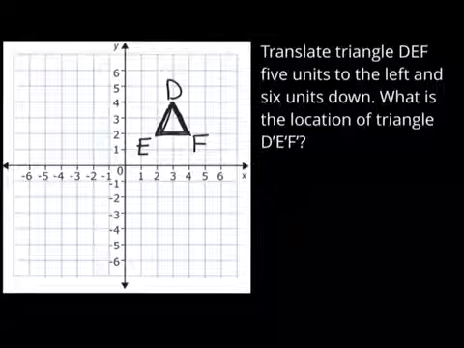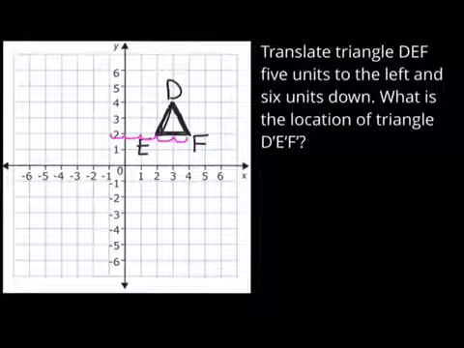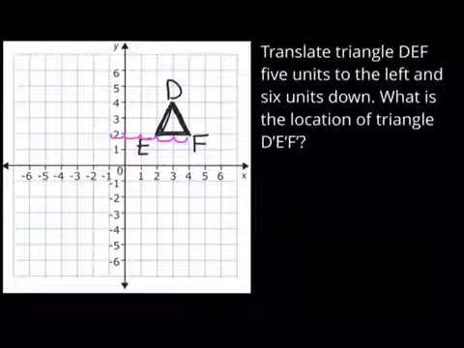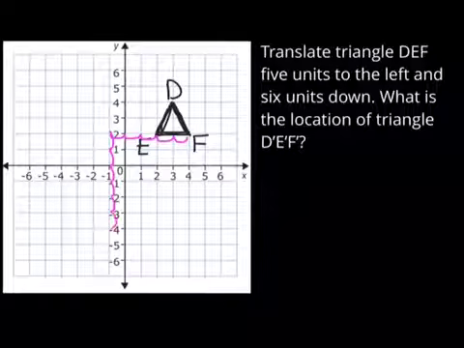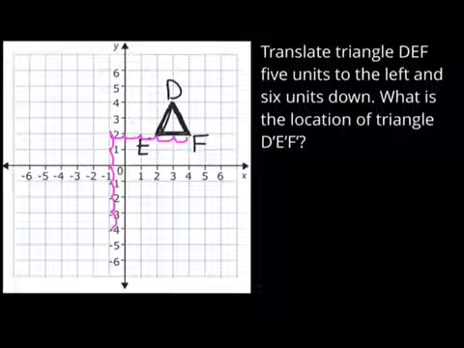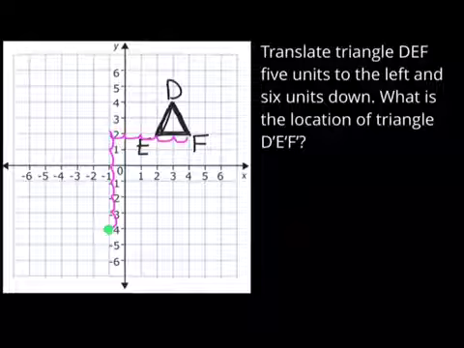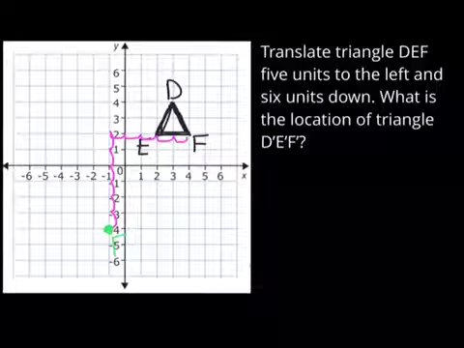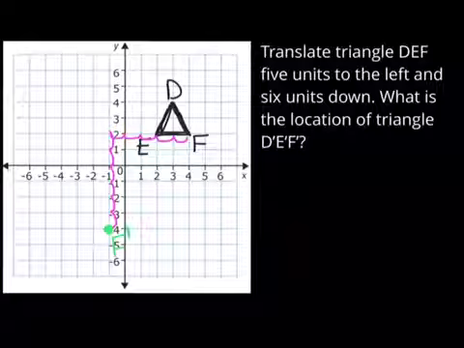So, I'm going to go over right here and go over 1, 2, 3, 4, 5 to the left, and then 6 down. 1, 2, 3, 4, 5, 6. Okay, so there's my new spot, and we'll make him green. And since that's my new spot, I'm going to call that F prime, because remember, the prime tells me it's my new F.